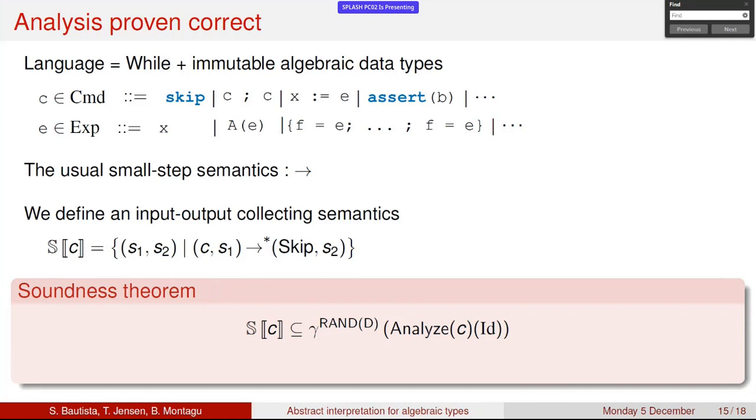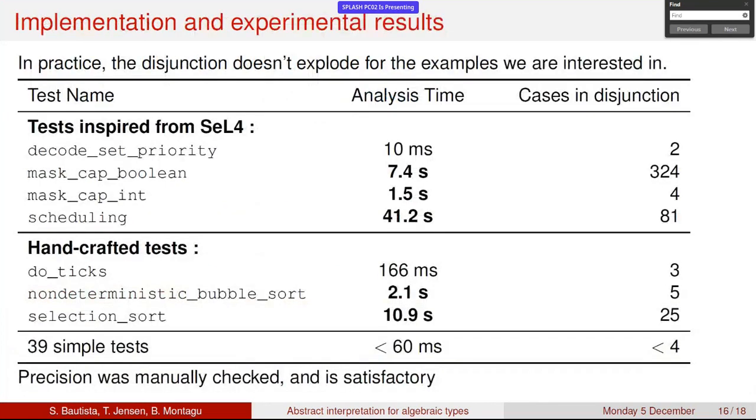We gave this language the usual small step semantics. We defined an input-output collecting semantics with it, and we proved that our analyzer, when given a program C to analyze, starting from the identity relation, using our abstract domain, does yield an over-approximation of the input-output semantics of the program. So we have proven that our analysis is sound. And we have also implemented it in OCaml.